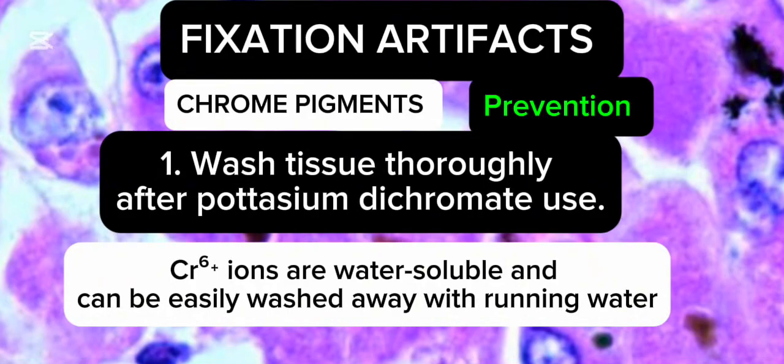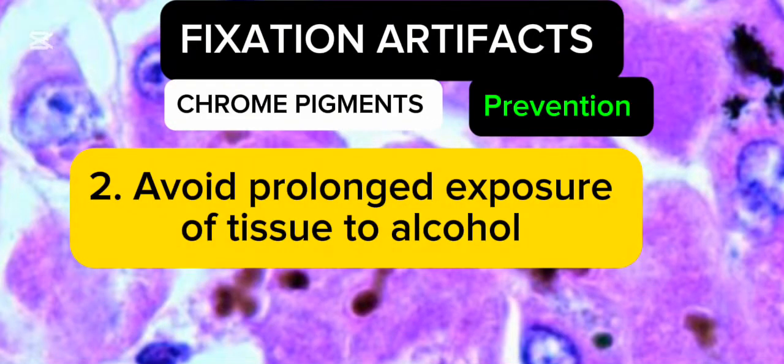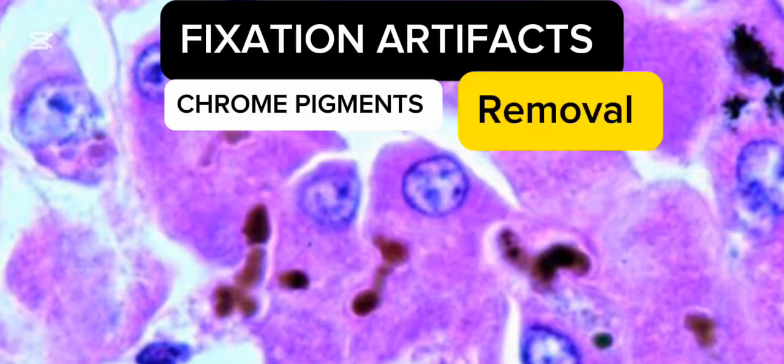So after fixation with potassium dichromate-based fixatives, tissues must be washed in running water for several hours to remove excess chromium. Number two, avoid prolonged exposure to alcohol, as this minimizes exposure of tissues to ethanol during dehydration if chromium residues are suspected. In case they have been formed, how are they removed?